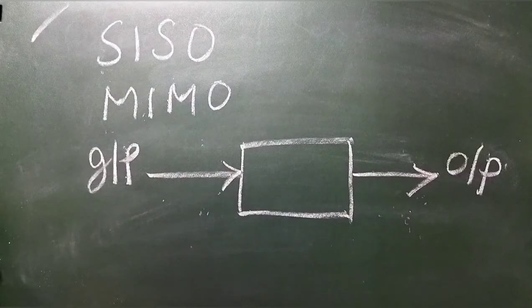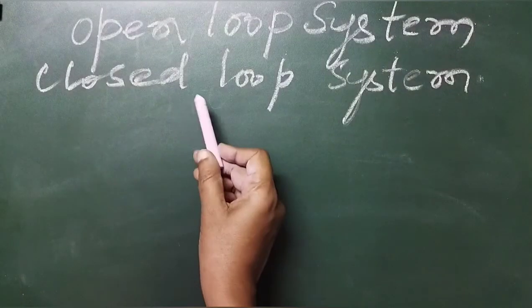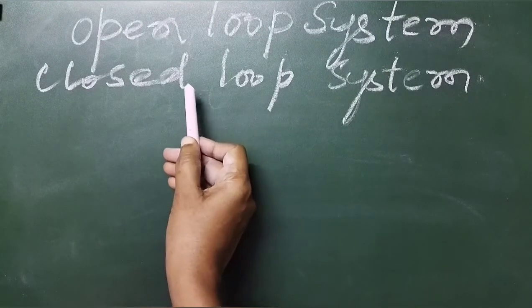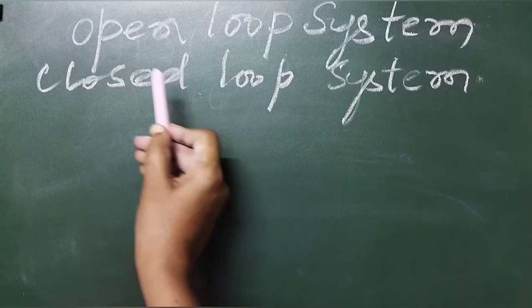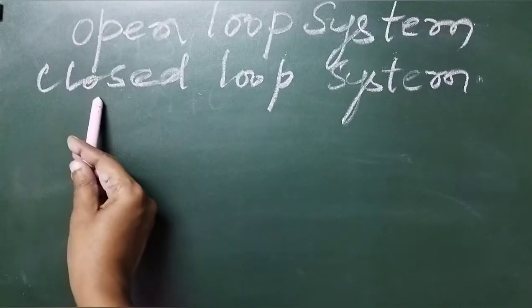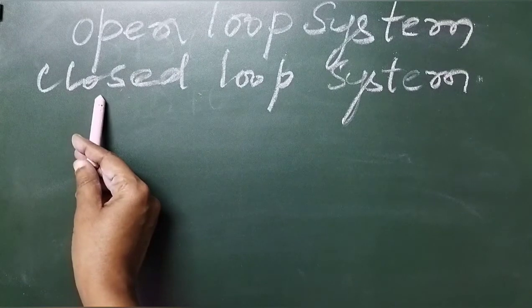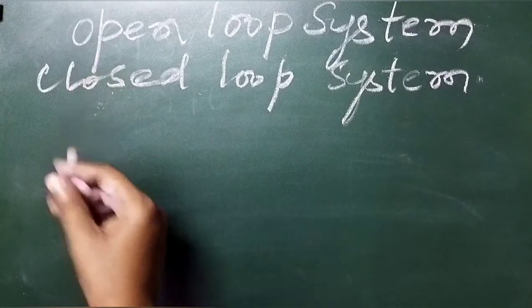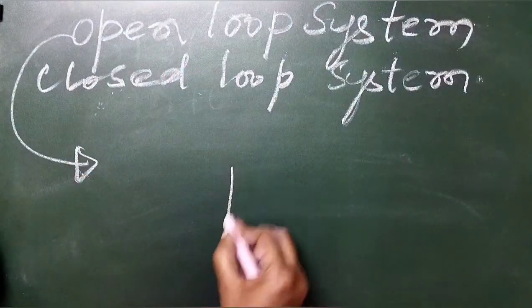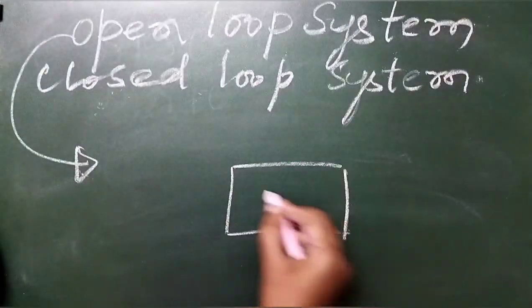multi-output system. Now, depending upon the convenience of operation and the complexity, we have two sorts of systems here, open loop system and a closed loop system. Let's see what these are. In an open loop system, this is the way we represent it.